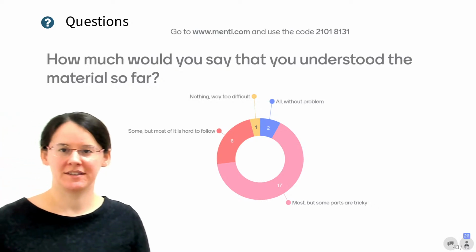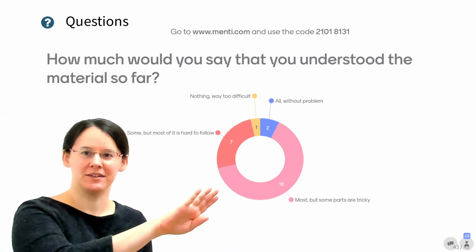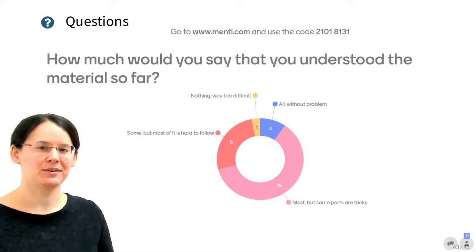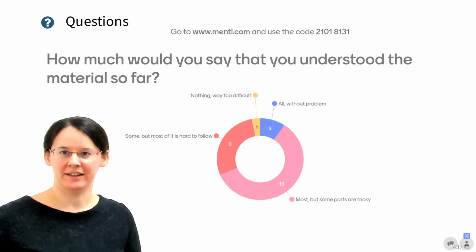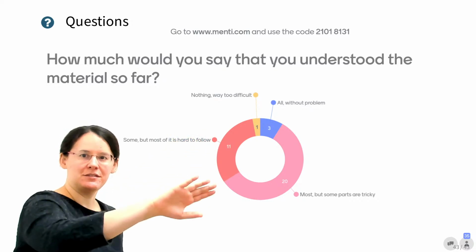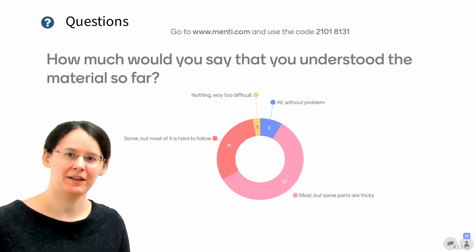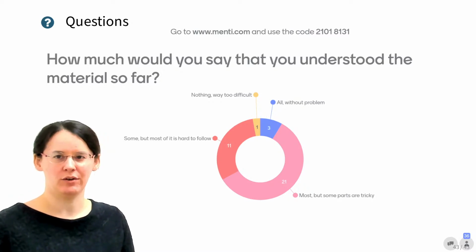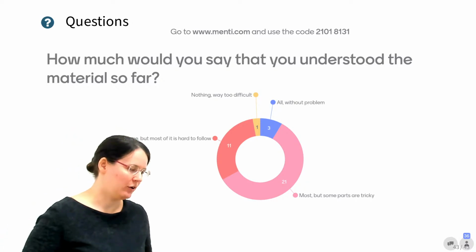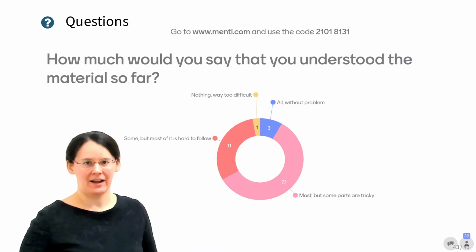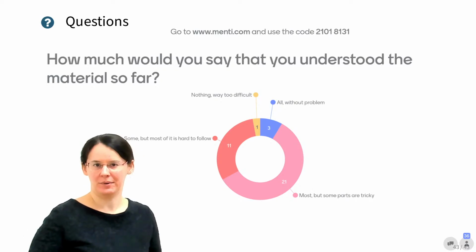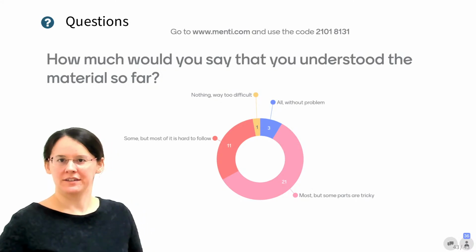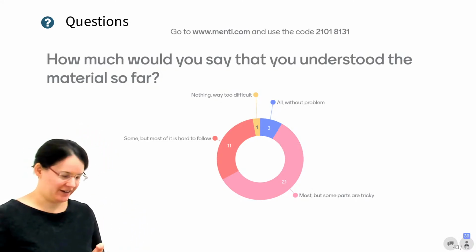Okay, so it appears that the majority belongs to this faction here. That's great. So understood most of it, but some parts are tricky. I totally agree, some parts are definitely tricky. For those of you in this faction here, if you have any specific tips or things that you would like to hear in more detail, or some suggestions about how the lecture could be improved for you, I'm very happy to hear about those, either as a comment in the question or on Discord or whatever. Okay, but overall, this looks like a relatively good picture, I have to say.